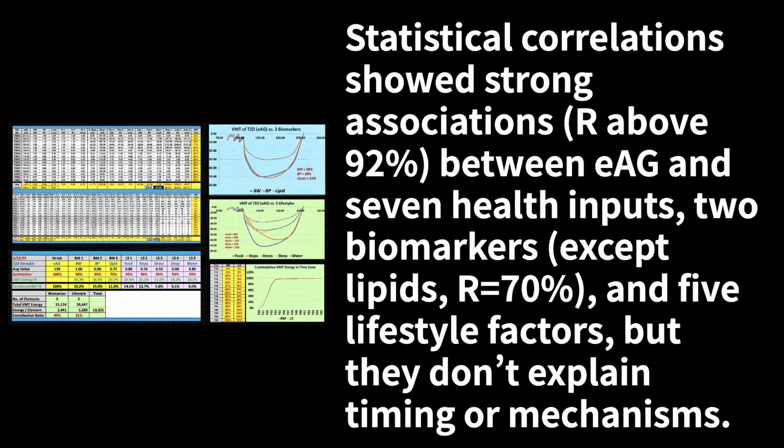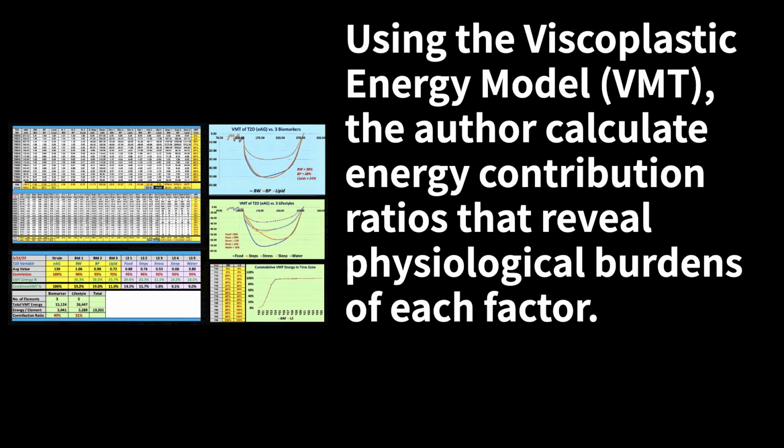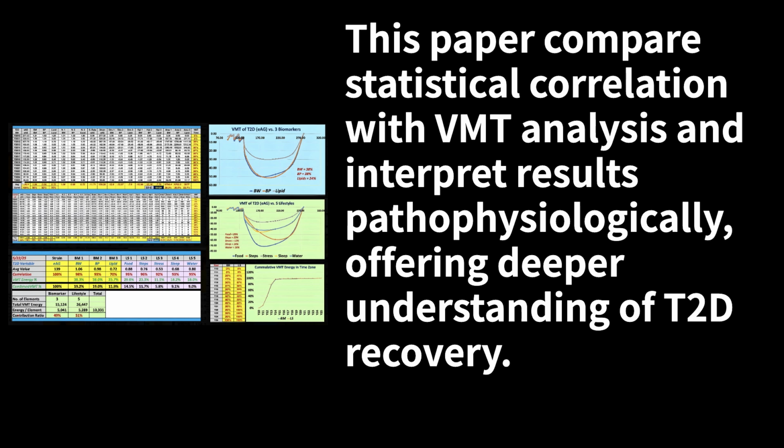Statistical correlations showed strong associations, above 92%, between EcG and 7 health inputs, 2 biomarkers, except lipids, which are at 70%, and 5 lifestyle factors, but they don't explain timing or mechanisms. Using the Viscoplastic Energy Model, VMT, the author calculates energy contribution ratios that reveal physiological burdens of each factor. This paper compares statistical correlation with VMT analysis and interprets results pathophysiologically, offering deeper understanding of T2D recovery.